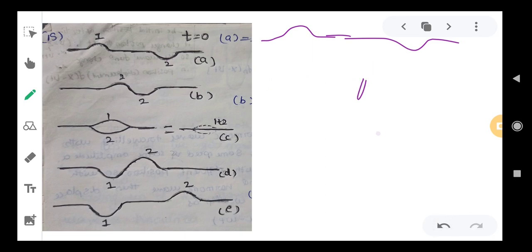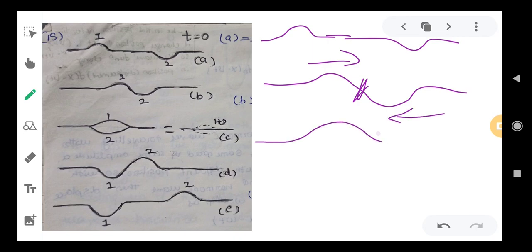And at a certain point, first pulse and second pulse start combining. They meet at a point. Next, again it is moving left, the other is moving right.